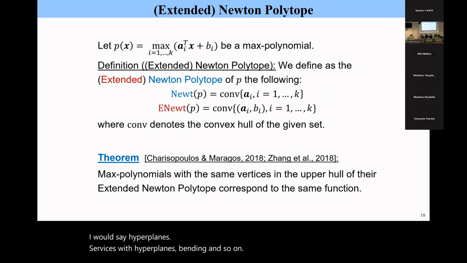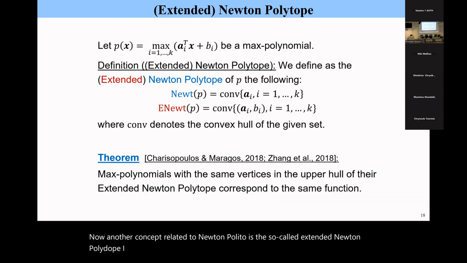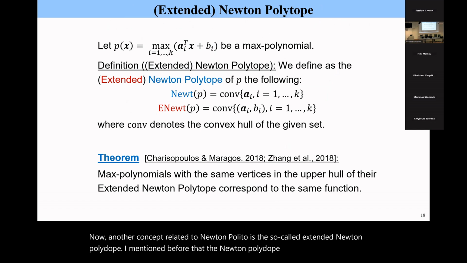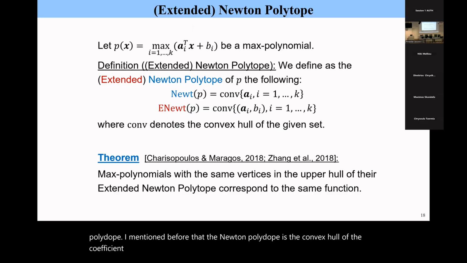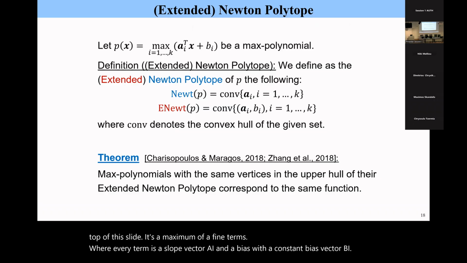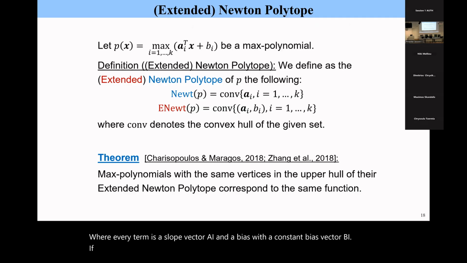Now, another concept related to the Newton polytope is the so-called extended Newton polytope. I mentioned before that the Newton polytope is the convex hull of the coefficient vectors of a max-plus polynomial. Look at this max-plus polynomial here at the top of this slide. It's a maximum of affine terms where every term has a slope vector a_i and a constant bias b_i. If we take the convex hull of only the slope vectors, we obtain the Newton polytope.